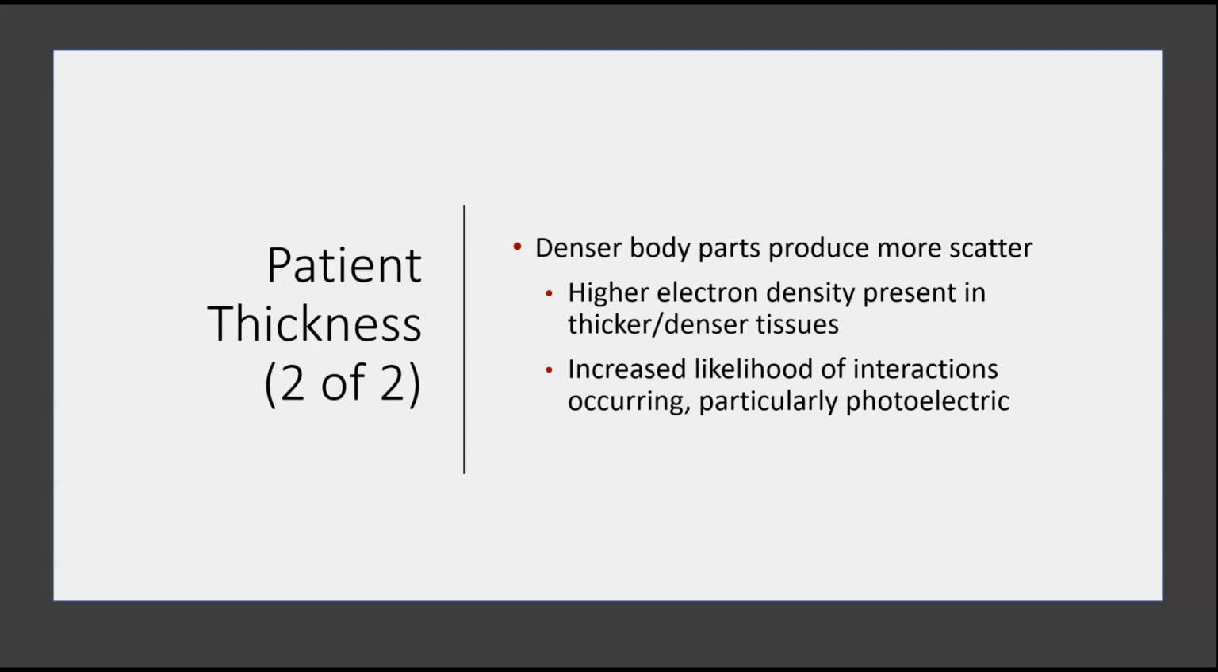So with patient thickness, denser body parts produce more scatter, so higher electron density. If you don't like electron, because electron's kind of weird for me too, I say atoms, okay? So higher atom density is present in thicker or denser body tissues. So they're in there, it's either thicker, so taller, or it's more compact. With that, we're going to have more photoelectric absorption. So the photons are going to be absorbed within the body, rather than making it out of the patient.